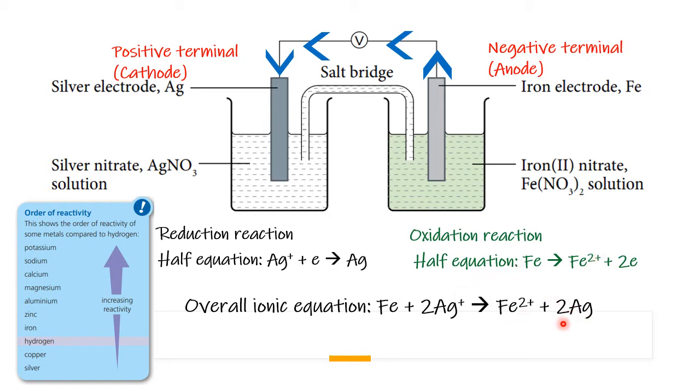Why is there suddenly a 2 here? Because we want to cancel out the electrons. The half equation at the negative terminal has 2 electrons, so it does not balance with the number of electrons at the positive terminal. Therefore, everything here must be multiplied by 2. So that's why we get 2Ag+ plus 2 electrons gives 2Ag. And when the number of electrons is the same, then we can cancel them out. So that's why we get 2 silver ions here and then 2 silver metal.